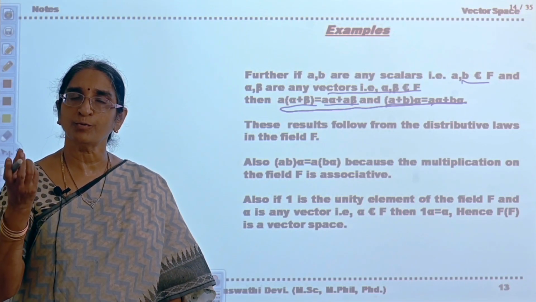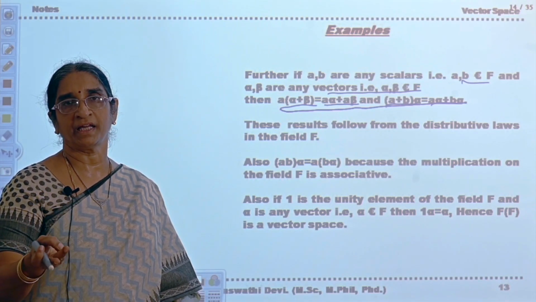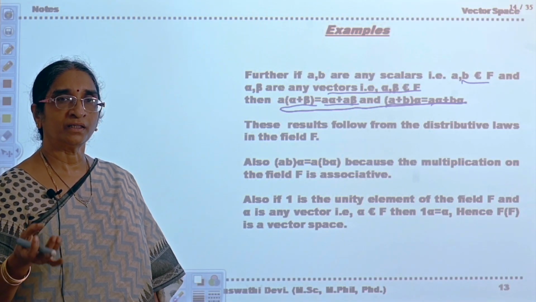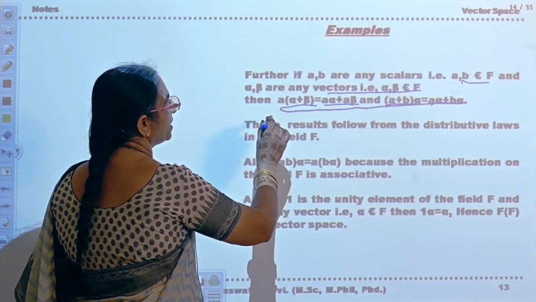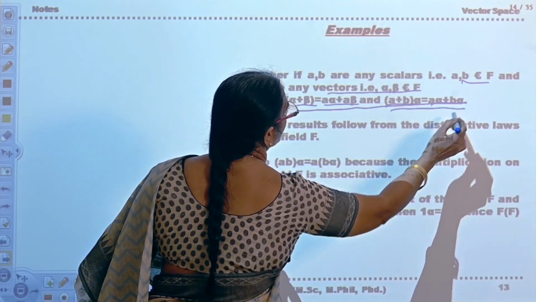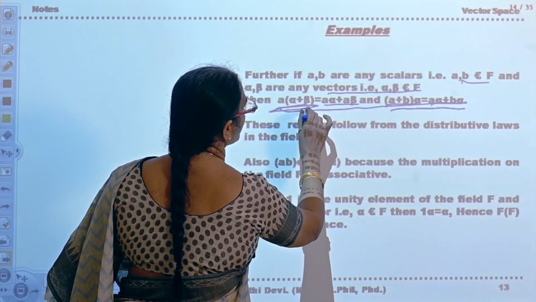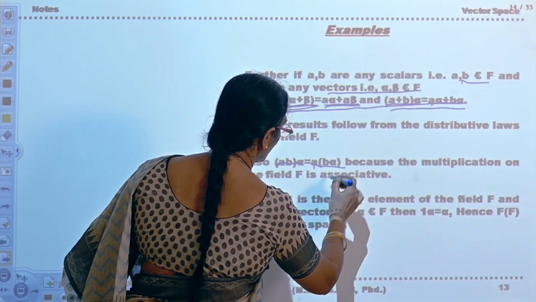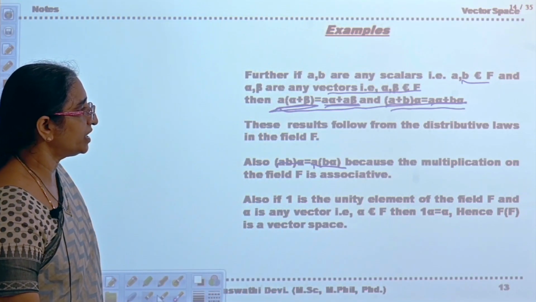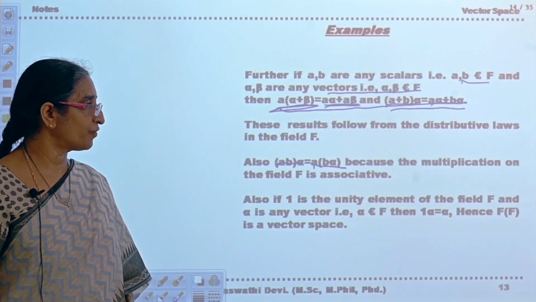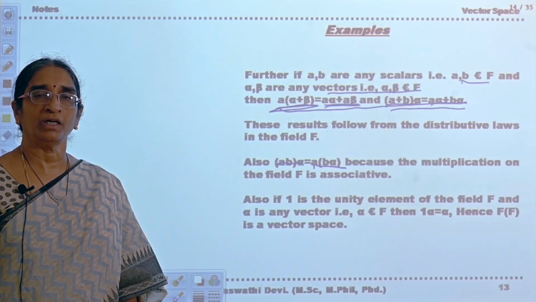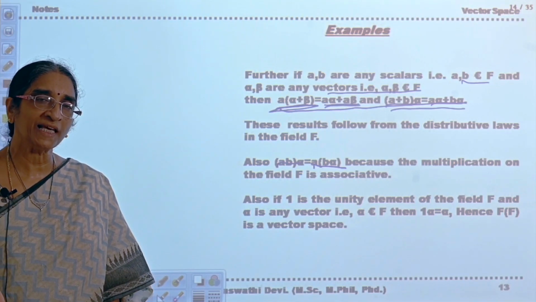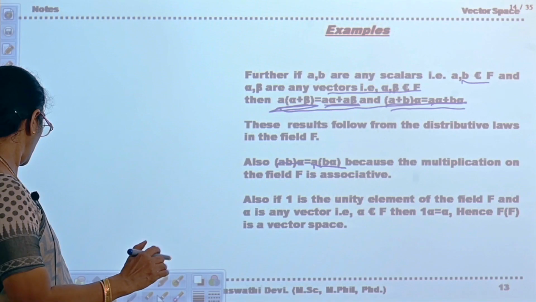Why? Because (F, +) is abelian, F is satisfying the closure property, and the third set of properties: (a plus b) into alpha is equal to a alpha plus b alpha, a into (alpha plus beta) is equal to a alpha plus a beta, (ab) alpha is equal to a into (b alpha), and 1 is the unity element of the field F, 1 into alpha is equal to alpha. Therefore, F over F is a vector space. Any field over itself is a vector space. Okay, thank you.